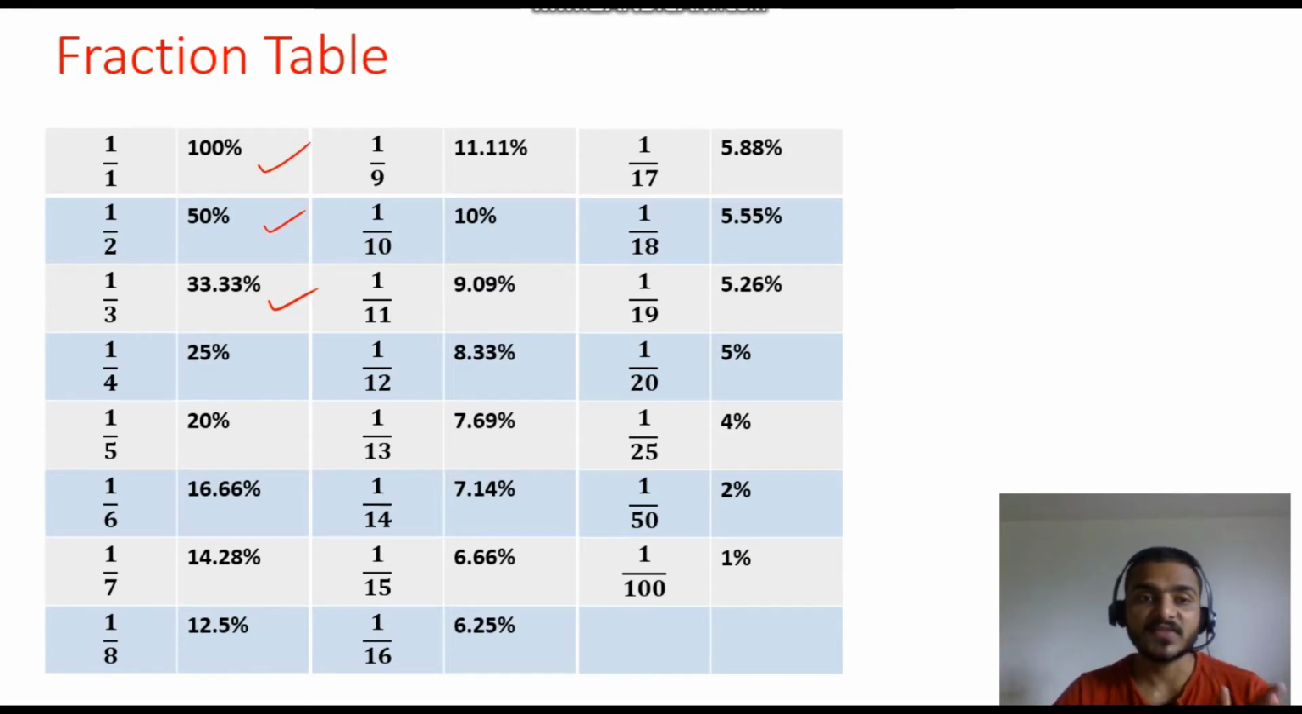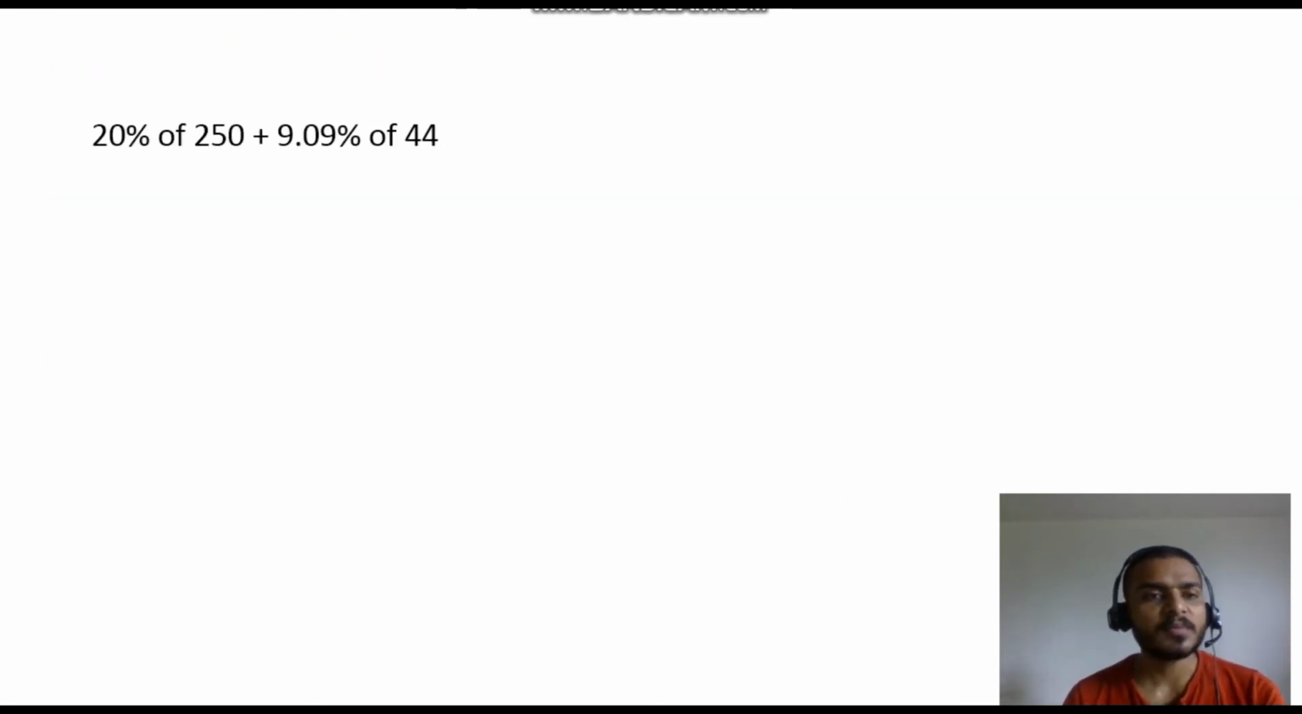either in terms of fractions or in terms of the percentage values. Okay, let us have a look at one example. The example here is 20% of 250 plus 9.09% of 44. Now I should know that 20% is nothing but 1 by 5 from the fraction table from the previous slide. So 1 by 5 of 250 plus 9.09% is nothing but 1 by 11.